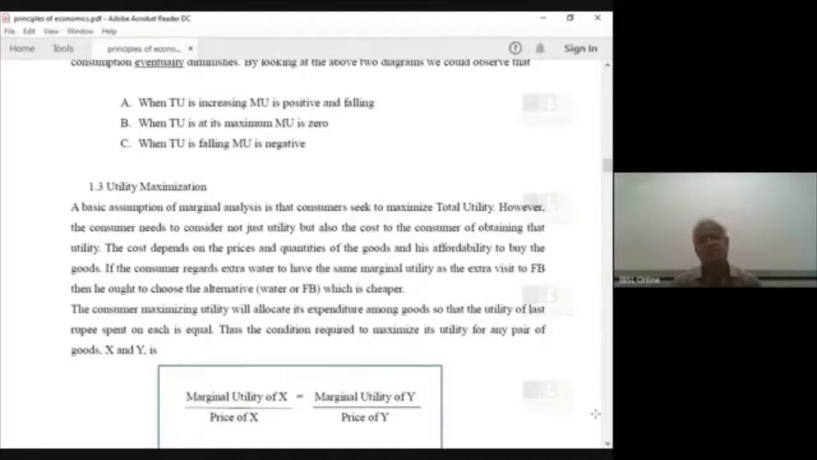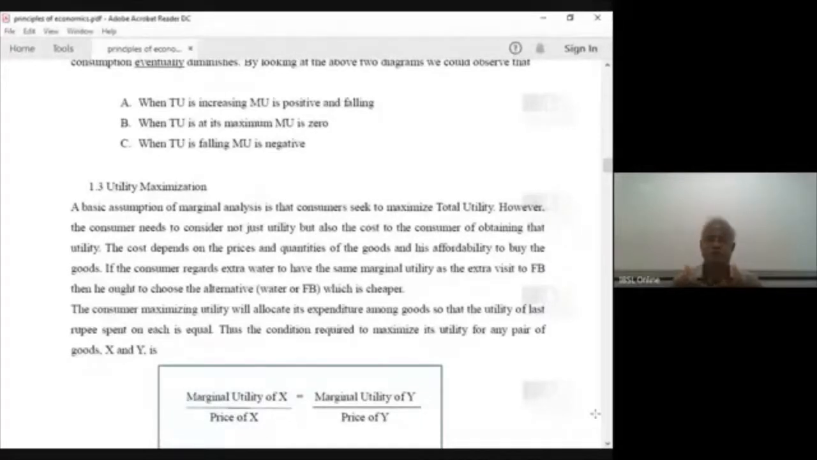If the consumer regards extra water to have the same marginal utility as the extra visit to FB, for example, then he ought to choose the alternative, water, which is cheaper. If marginal utility of the extra visit to FB and the extra water are the same, then he will go for the cheap alternative. FB is expensive, while water is not expensive. We assume it is free. If marginal utility is the same, he will go for the cheaper one.